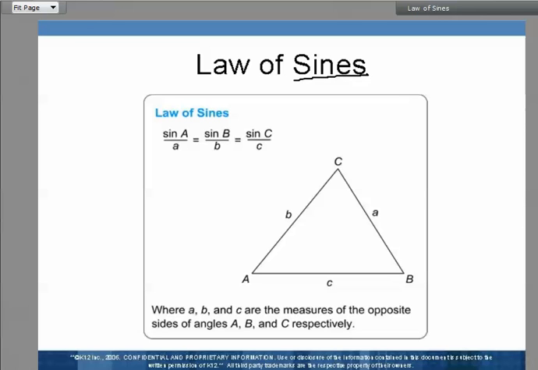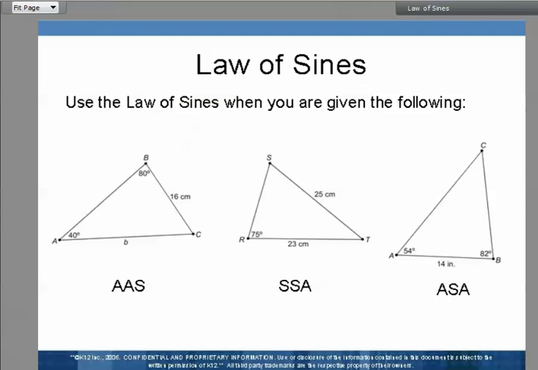Here's what they found. They said that if you took the sine of this angle right down here, A, and divided it by its opposite side, A, and then took the sine of this angle over here, B, and divided it by its opposite side, B, and then took the sine of this angle up here, C, and divided it by its opposite side, C, they were going to equal the exact same thing. How does that help us? It helps us because we can take problems like this.